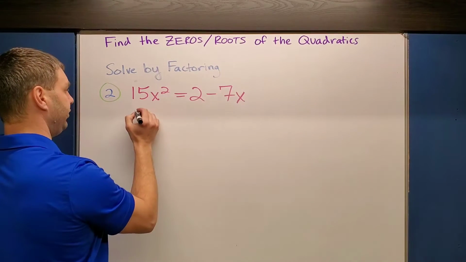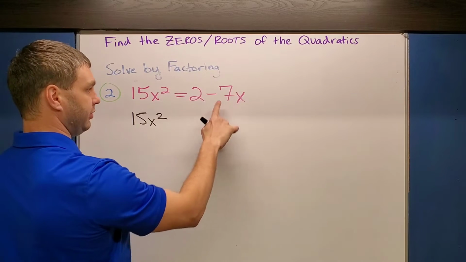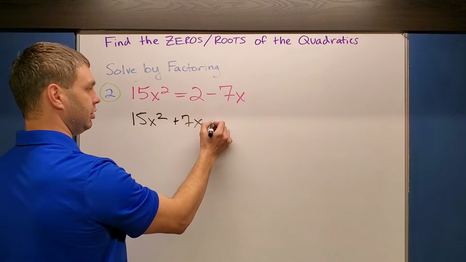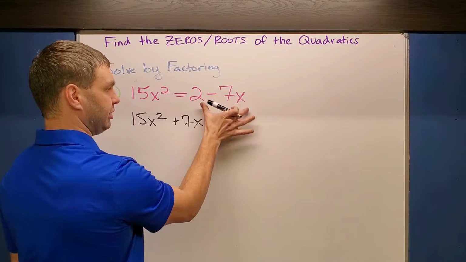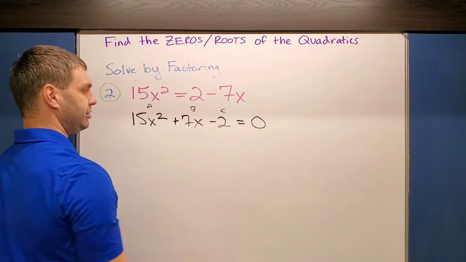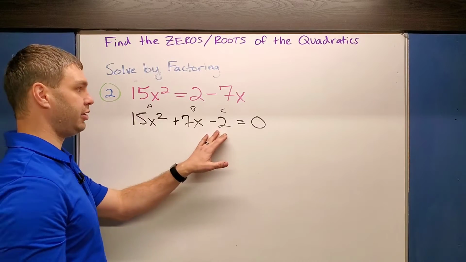All right, so if I move that over, it's going to be 15x squared. Then my 7x is going to come over and I have to add it. So plus 7x, and then subtract the 2 over, minus 2, and then all that's left on the right side is just 0. This is our A, our B, and our C term. So if I take my A times my C, the coefficients there, that's going to be negative 30.